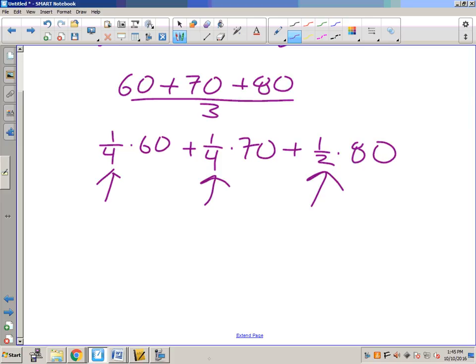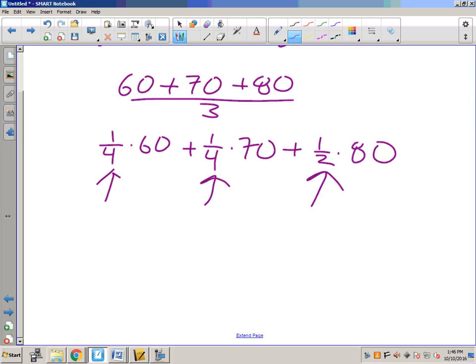Now it's important that the weights always add up to what? They have to add up to 100%. Now it's always going to be a fraction or a decimal, but they should always add up to 100% or 1. Right? In this case, we got 1/4 plus 1/4 plus 1/2, which does add up to 1 or 100%. Does that make sense? So that's how a weighted average works.